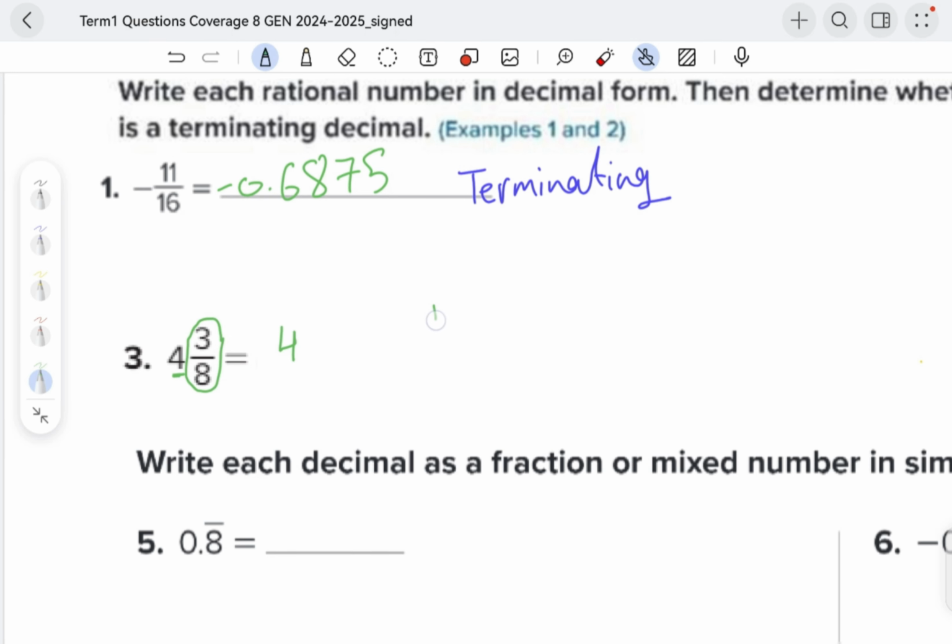We know that 1 out of 8 is 0.125. Now we have 3 out of 8, so we're going to multiply this by 3. 3 times 5, 15, 5 down, 1 up. 3 times 2 is 6, plus 1 is 7. 3 times 1 is 3. So 3 out of 8 as a decimal is 0.375. So we're going to have 4 as a whole, and the decimal part will be 375. Also, this fraction or mixed number is terminating.